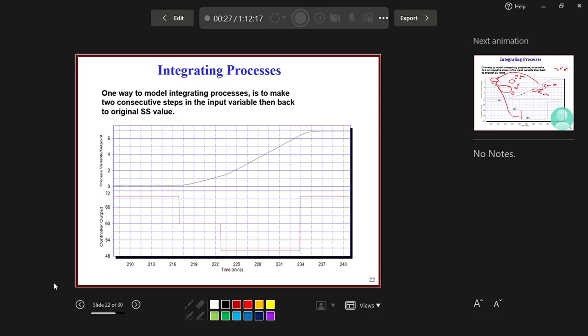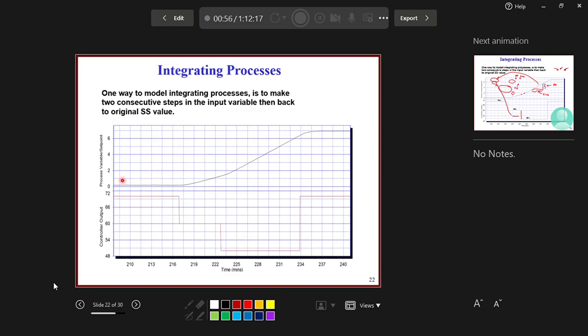Here we have the input. So it started at 70, and at a certain point we did a step. This is a negative step, and then after some time we did another step, and then we kept it for some time, and then back to the original point of 70. This is the way we do the step changes in the case of an integrating process.